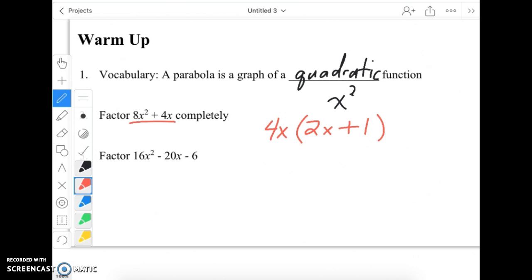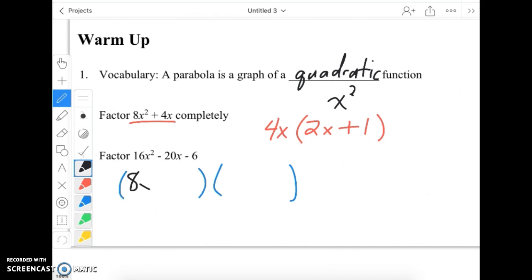And then the second one, a little bit more tricky here. Factor 16x squared minus 20x minus 6. So you have to ask yourselves a couple different questions because we have to multiply our first two terms, if we were thinking of FOIL, and it has to multiply to get 16. We have to multiply our last two terms and it has to get negative 6. But when we add those together, we need a negative 20. So you might have to try a couple things if you were doing a problem like this.